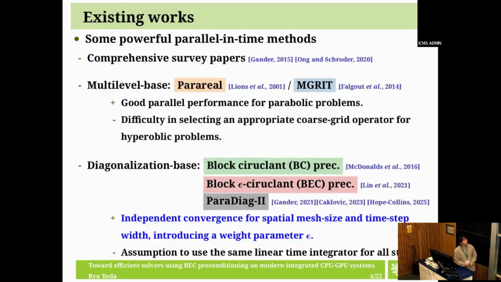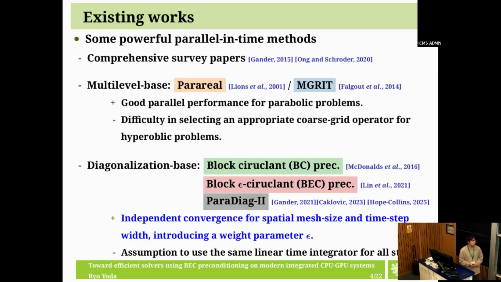First of all, we came up with the parallel-in-time method as a powerful parallel approach. Of course, this method already achieves very good performance for parallel programs. Unfortunately, we have some difficulty in selecting an appropriate coarse-grid operator for hyperbolic problems.